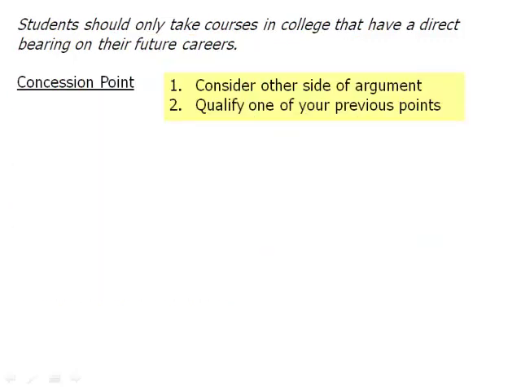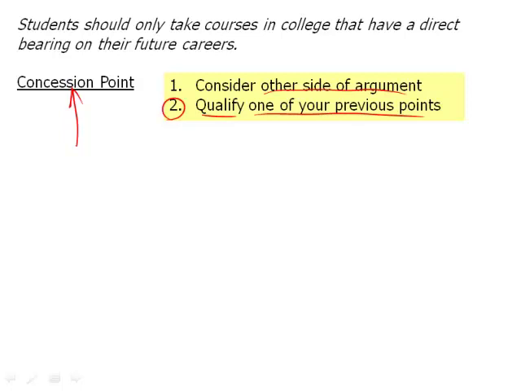It's going to be what we call a concession point. And I already wrote this down a little bit earlier in this video. And a concession point is when you take either a look at the other side of the argument, meaning that, yeah, sometimes we should force students to take certain courses. There should be requirements. Or you can qualify or limit one of your previous points. And so I'm going to take the second course here.